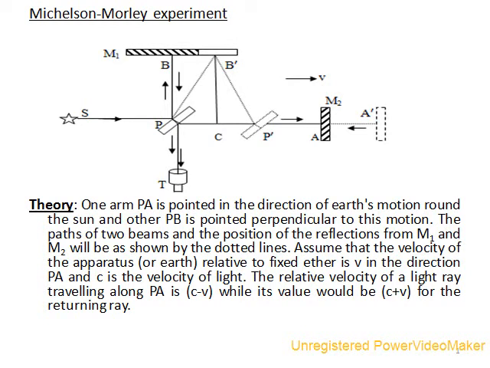Another part is transmitted light. It travels along the direction PA. Once again it is reflected back from mirror M2, and reflected at the back surface of P, finally it enters into the telescope T. Here the two reflected beams, one from the mirror M1 and another from the mirror M2, will interfere, and interference fringes will be observed through the telescope T.